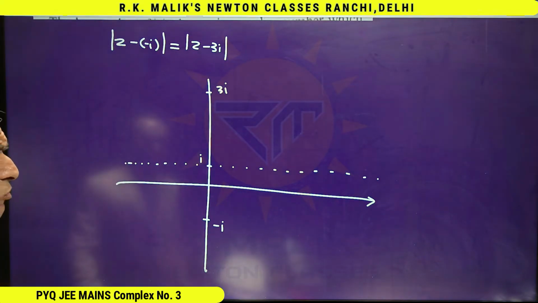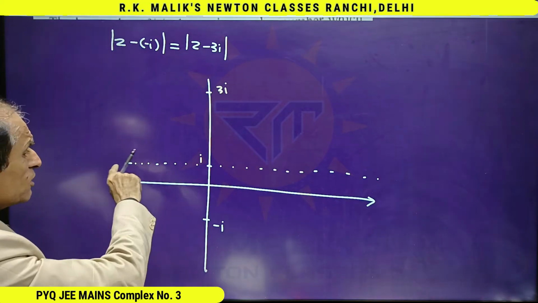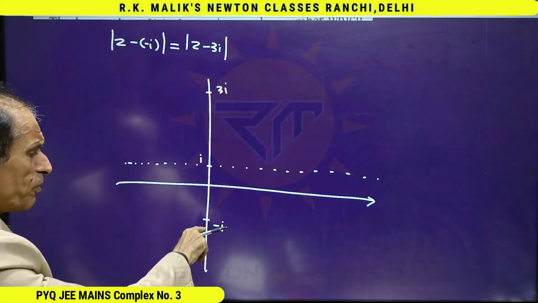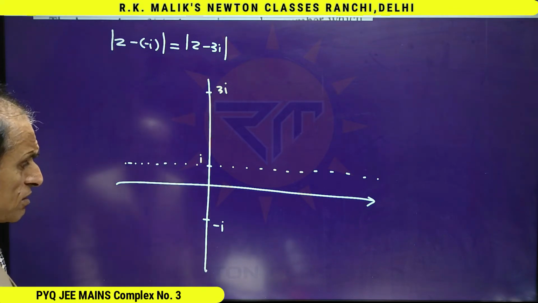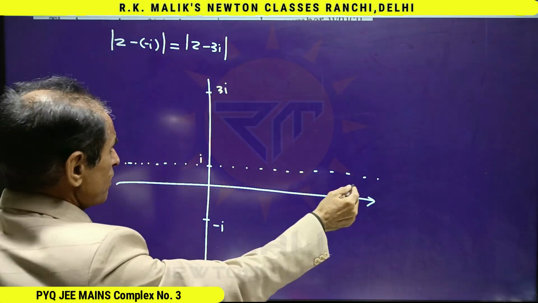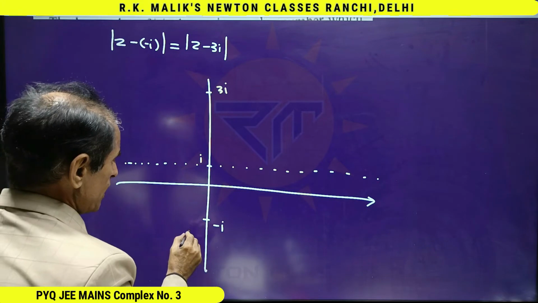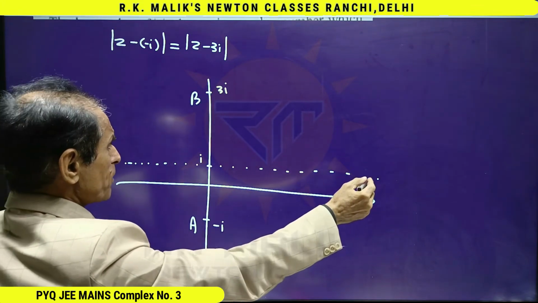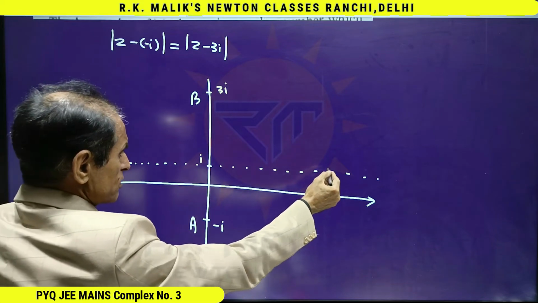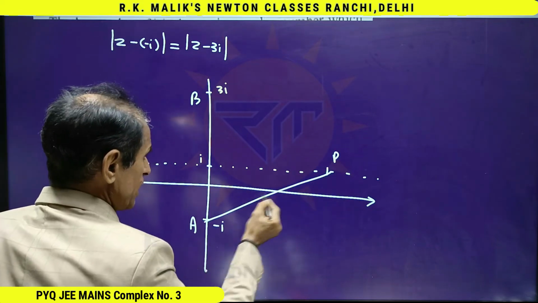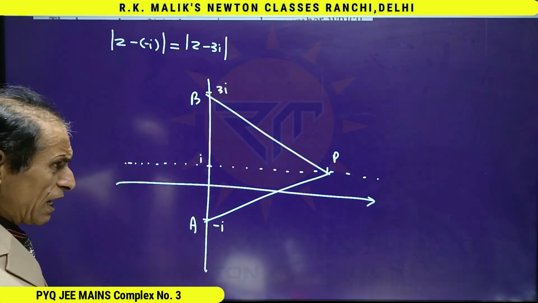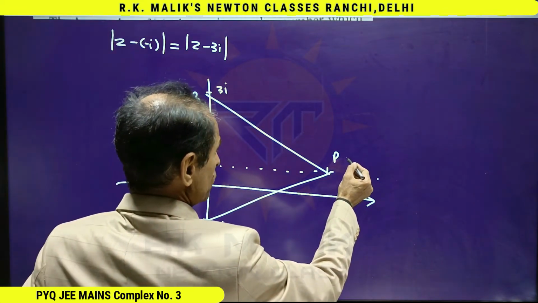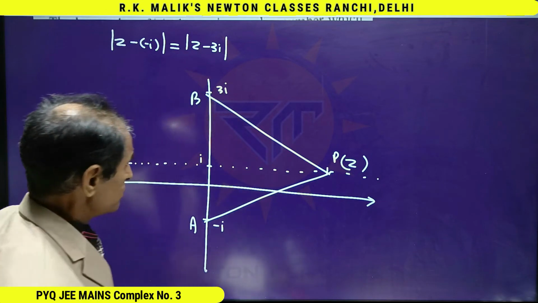For this condition to be satisfied, Z should be anywhere on this line. i is the midpoint of 3i and minus i, because this line is the perpendicular bisector of the line joining A and B. For any point on the perpendicular bisector, say P, PA and PB will always be equal, where the complex number of the point P is Z.